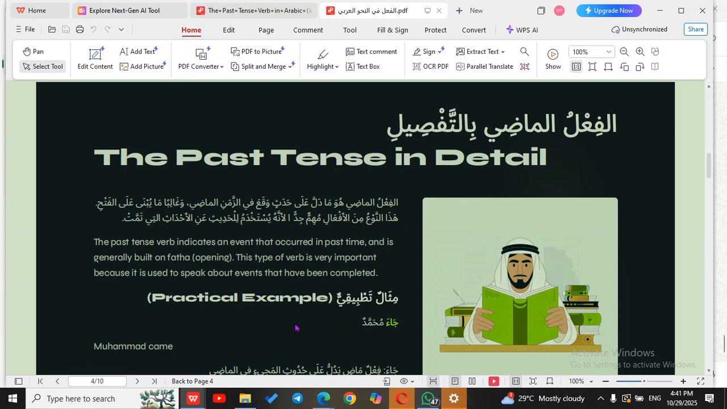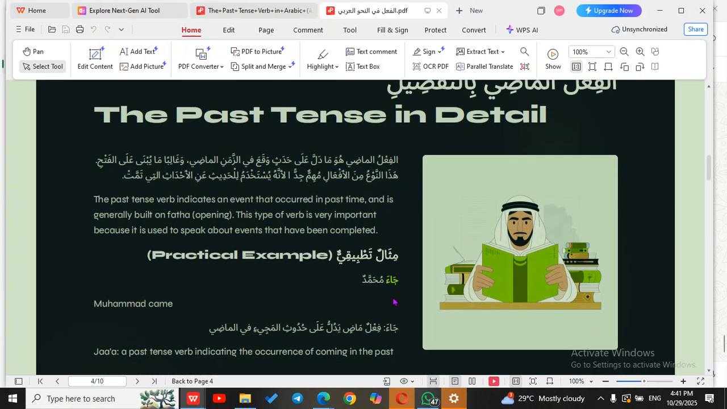مثال, for an example, يعني مثال تطبيقي, practical example. Now, جاء محمد, Muhammad came, or Muhammad arrived. As you can see the action here, came or arrived, which means he already came, he already arrived. That is the past. So جاء فعل ماض يدل على حدوث المجيء في الماضي. جاء in this example, a past tense verb indicating the occurrence of coming in the past.